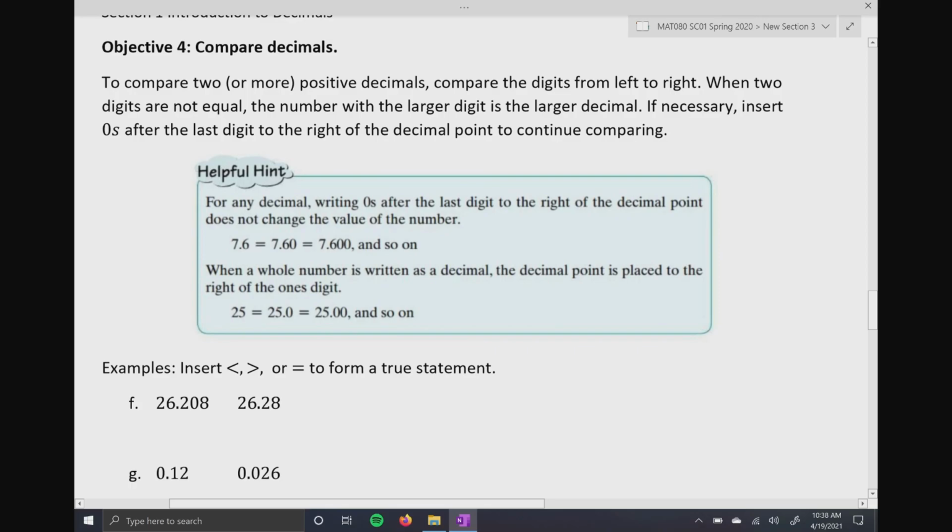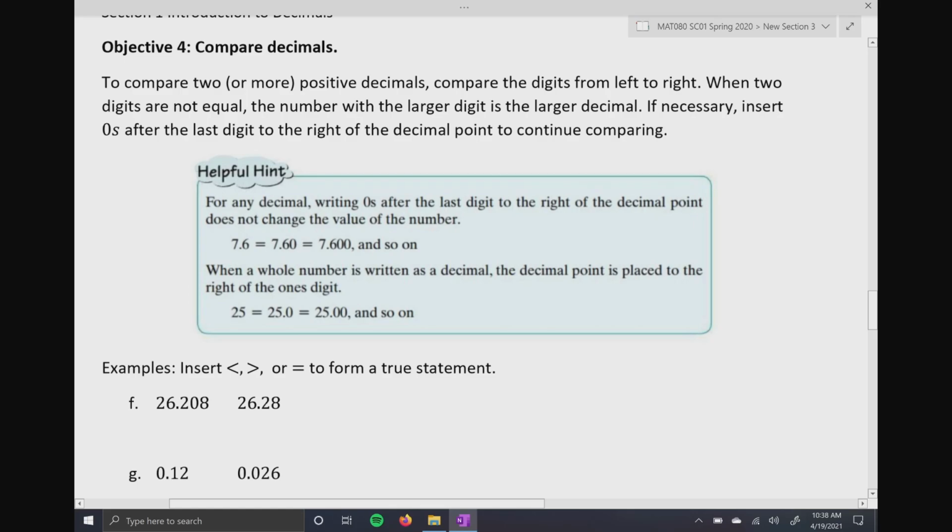So, objective 4, comparing decimals. So we learned how to read them. We learned how to write them. We've learned how to convert them into decimals. Convert decimals into fractions. Now we're going to just go ahead and compare. So, real quick. To compare 2 or more positive decimals, compare the digits from left to right. All right? And then, when 2 digits are not equal, the number with the larger digit is considered to be the larger decimal. If necessary, maybe insert some zeros afterwards. You'll see. I'll give you an example of that.